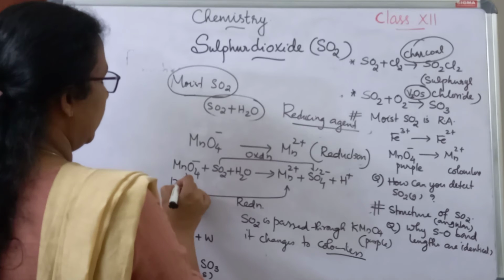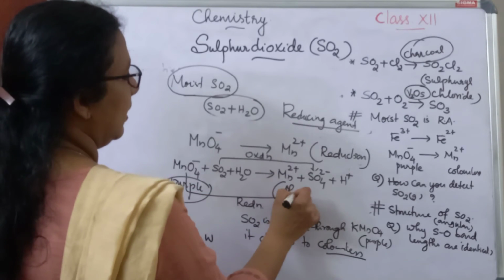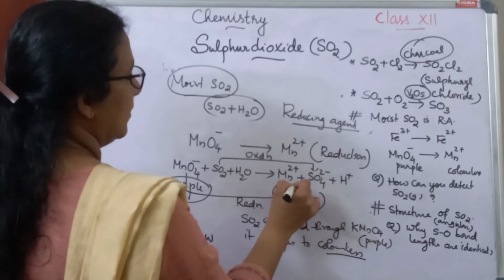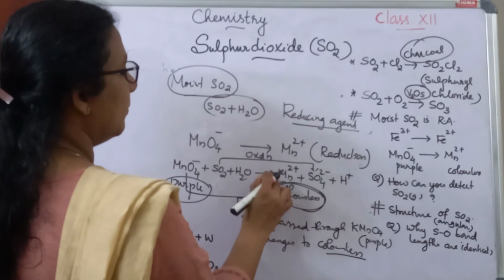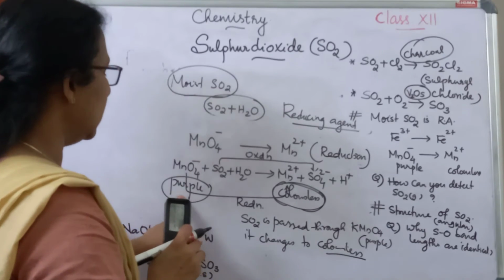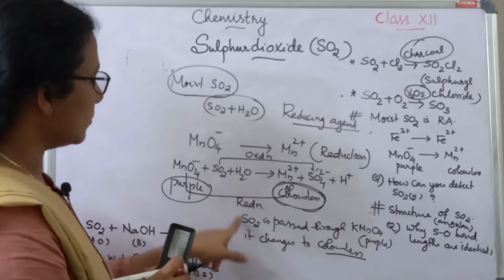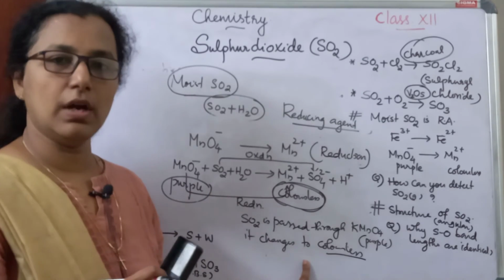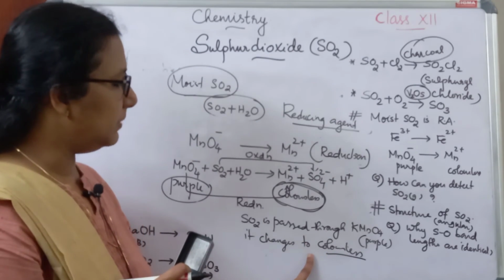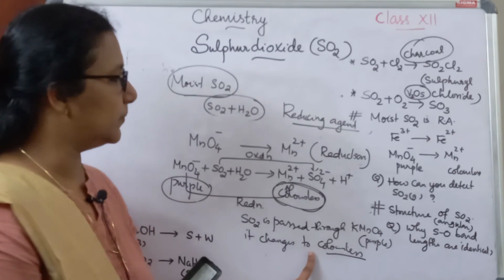This is purple, and this becomes colorless, due to the formation of Mn2+. The purple color is due to the presence of MnO4-. So when SO2 is passed through KMnO4, it changes to colorless. This reaction can be used to test or detect the presence of SO2.